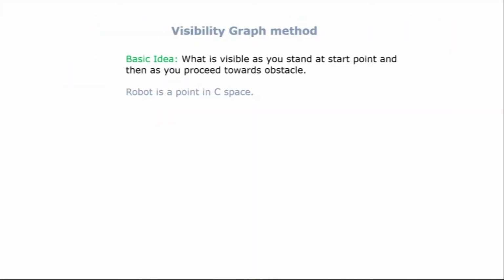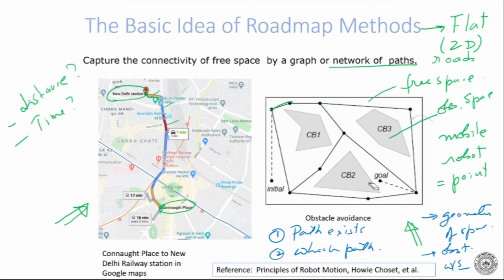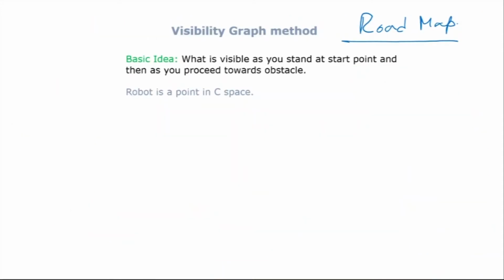Now visibility graph methods. So how do you make this roadmap? That's what we are looking at now. So we try to get the roadmap. Once we have the roadmap like this, then you can go from the initial point, join the network, then go towards the goal point, and from that you can depart again and then go to the goal. But then you need the network of paths. How do you get that? So there are some methods of getting the network of paths. The first method we'll look at is called the visibility graph method.